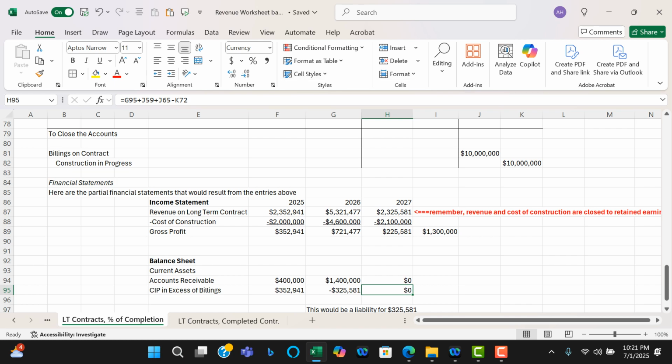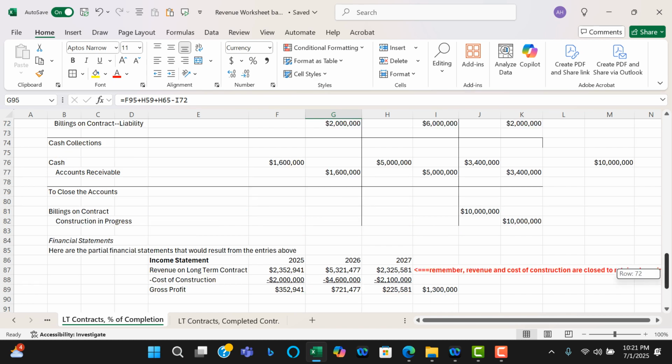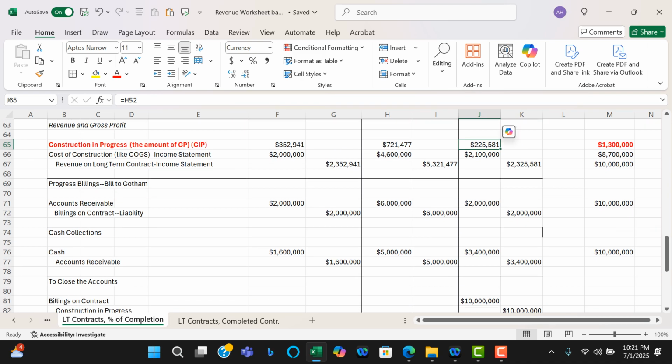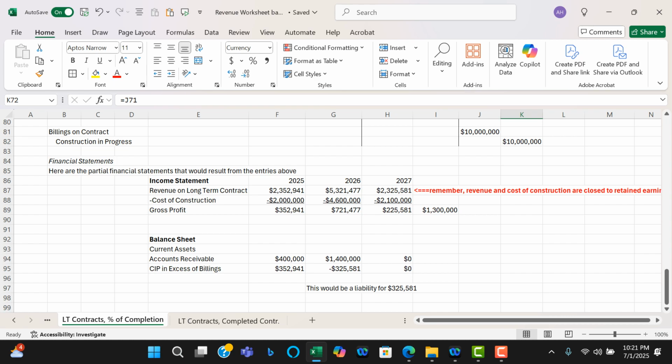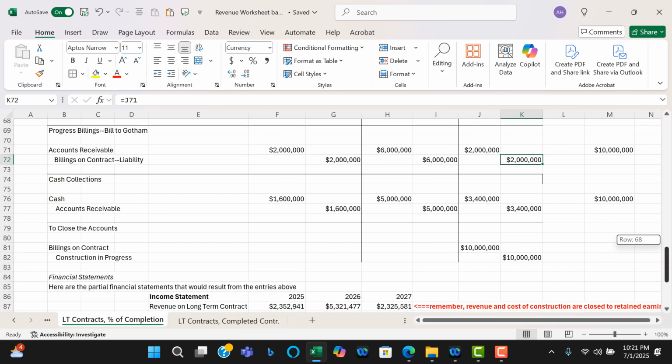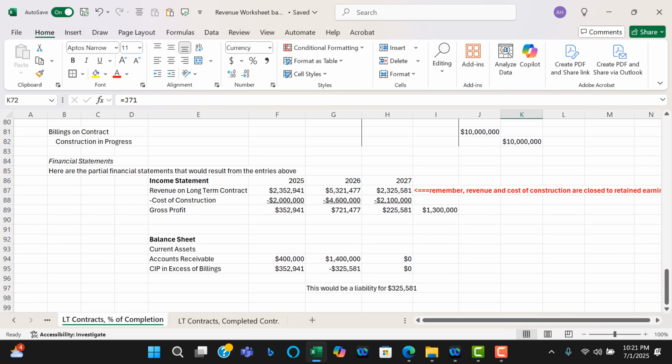Okay, and keep in mind what I'm doing with this final 0 there is I started with this negative number, but then I added to that this construction in progress for the costs, the gross profit, and then I took out these billings, and it turned out to be 0, and it should be 0 at the end. So everything is clean at the end. Okay, so the important aspects to this are that you recognize revenue and gross profit as the project is completed, and then you can see the impact on the income statement.